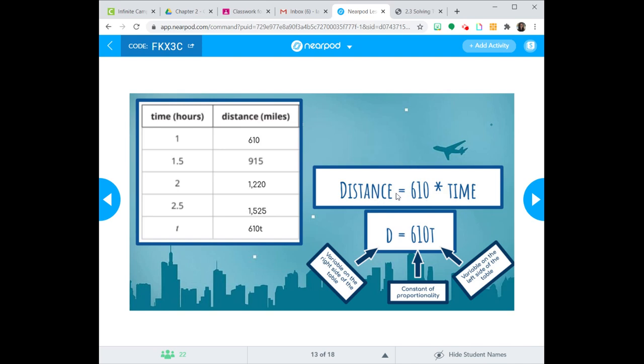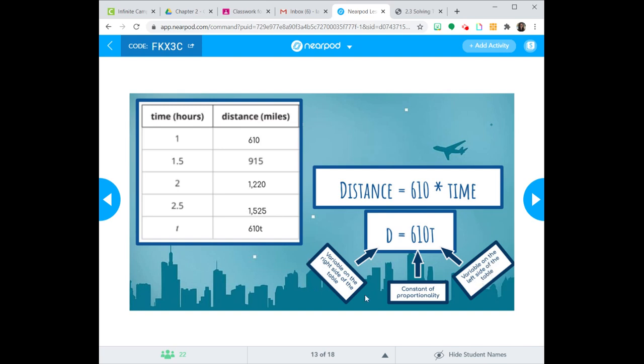So then when I write an equation, all I need to do is take all of those words that we say out loud and use symbols to represent them. So I'm using the letter D to represent distance. And again, that's the variable on the right side of the table. So D equals 610. The number in your equation is always the constant of proportionality times time. And I'm just using the letter T to represent it. And that's always the variable on the left side of the table.